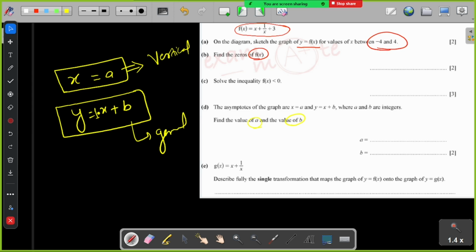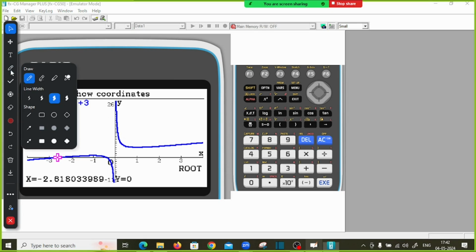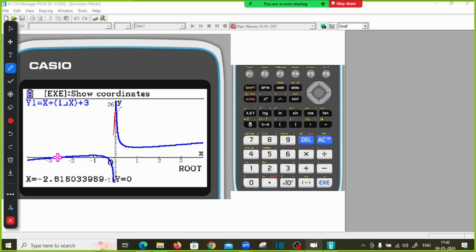That's a very good question. To find the vertical asymptote, you can simply go to your calculator. It's clear from the diagram that the vertical asymptote is the y-axis. As you can see here, it's the y-axis. So the vertical asymptote is x equals 0. According to the question, it was x equals a, so a equals 0.